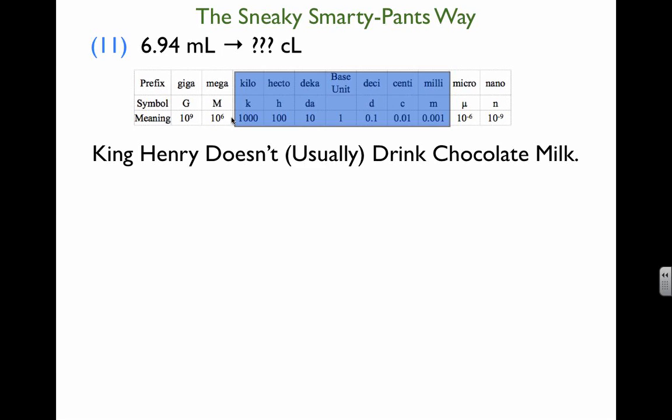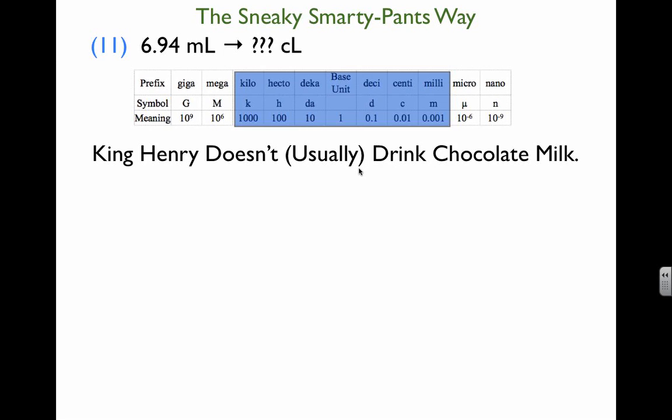King Henry doesn't usually drink chocolate milk. Okay, and you may have heard a different version of this sentence before if you ever had to memorize this. But King Henry doesn't usually drink chocolate milk. Or King Henry doesn't drink chocolate milk is a simpler way to do it. This usually is here for a reason. I'm going to show you what it is.